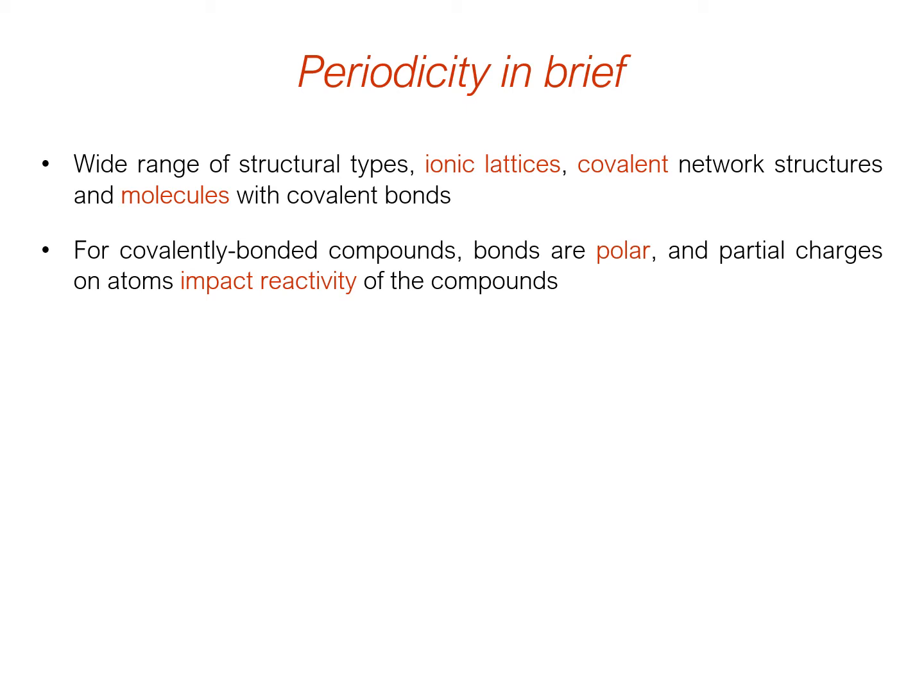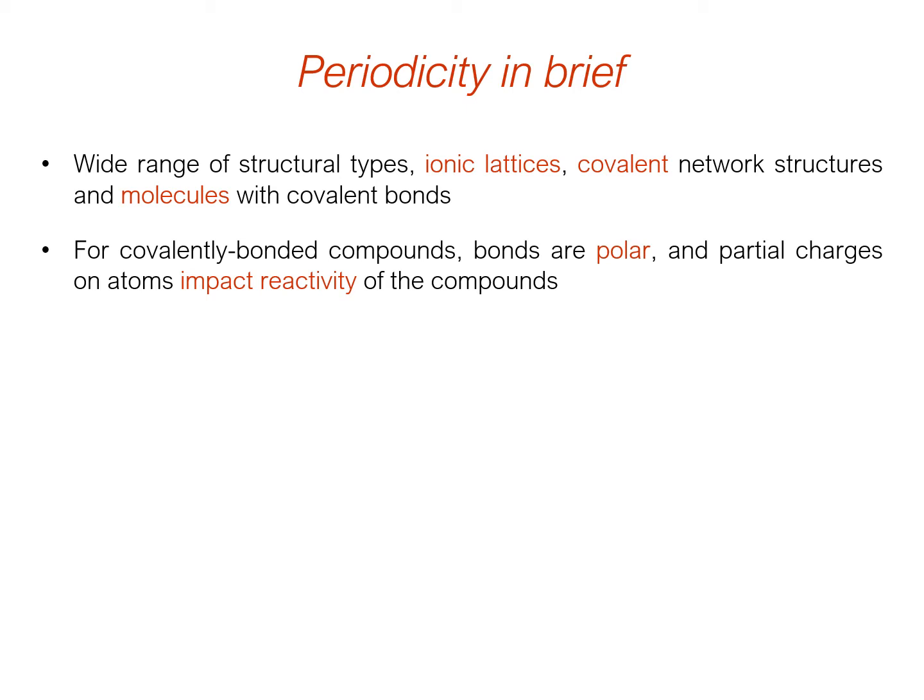So for the compounds of the p block elements, we get a wide range of structural types, literally everything we talked about in the second lecture on solid structures. We can get ionic lattices, covalent network structures, and discrete molecules with covalent bonds. Obviously, this is dependent on the electronegativity of both of the atoms involved.